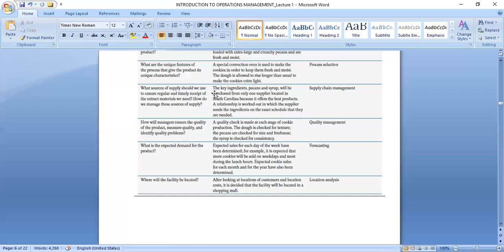For example, here the answer would be that this business is saying that the key ingredients are pecans and syrup, which will be purchased from only one supplier located in South Carolina. This is in the US. This is a company that makes cookies in the US, so we are using it as a case study. Of course they will have to make decisions on the suppliers who supply them with the key ingredients in the cookie making process.